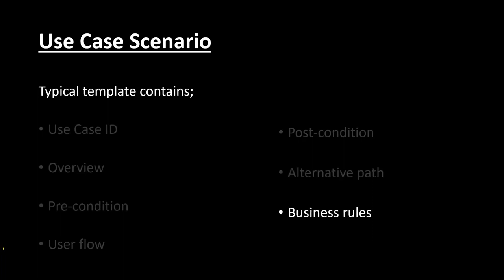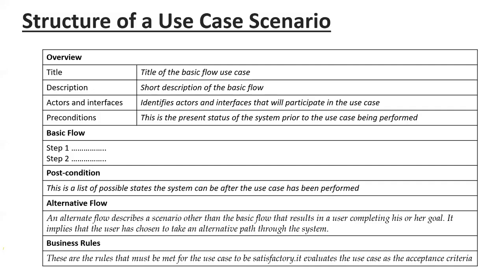And 7, which is the last one, is the business rules. I'm going to explain all of this one after the other. So here is a typical structure of a use case scenario.